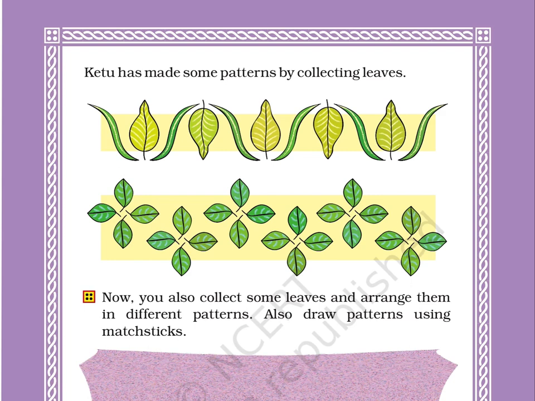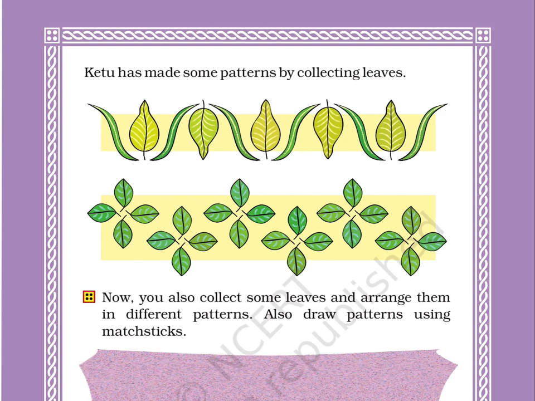Pattern 1 reads as leaf 1, leaf 2 with stem down, leaf 1 placed to make a downward curve, leaf 2 stem up, leaf 1 making an upward curve, leaf 2 with stem down, leaf 1 placed to make a downward curve, leaf 2 stem up, leaf 1 making an upward curve, leaf 2 with stem down, leaf 1 placed to make a downward curve. Pattern 2 is made from thick leaves with stems.